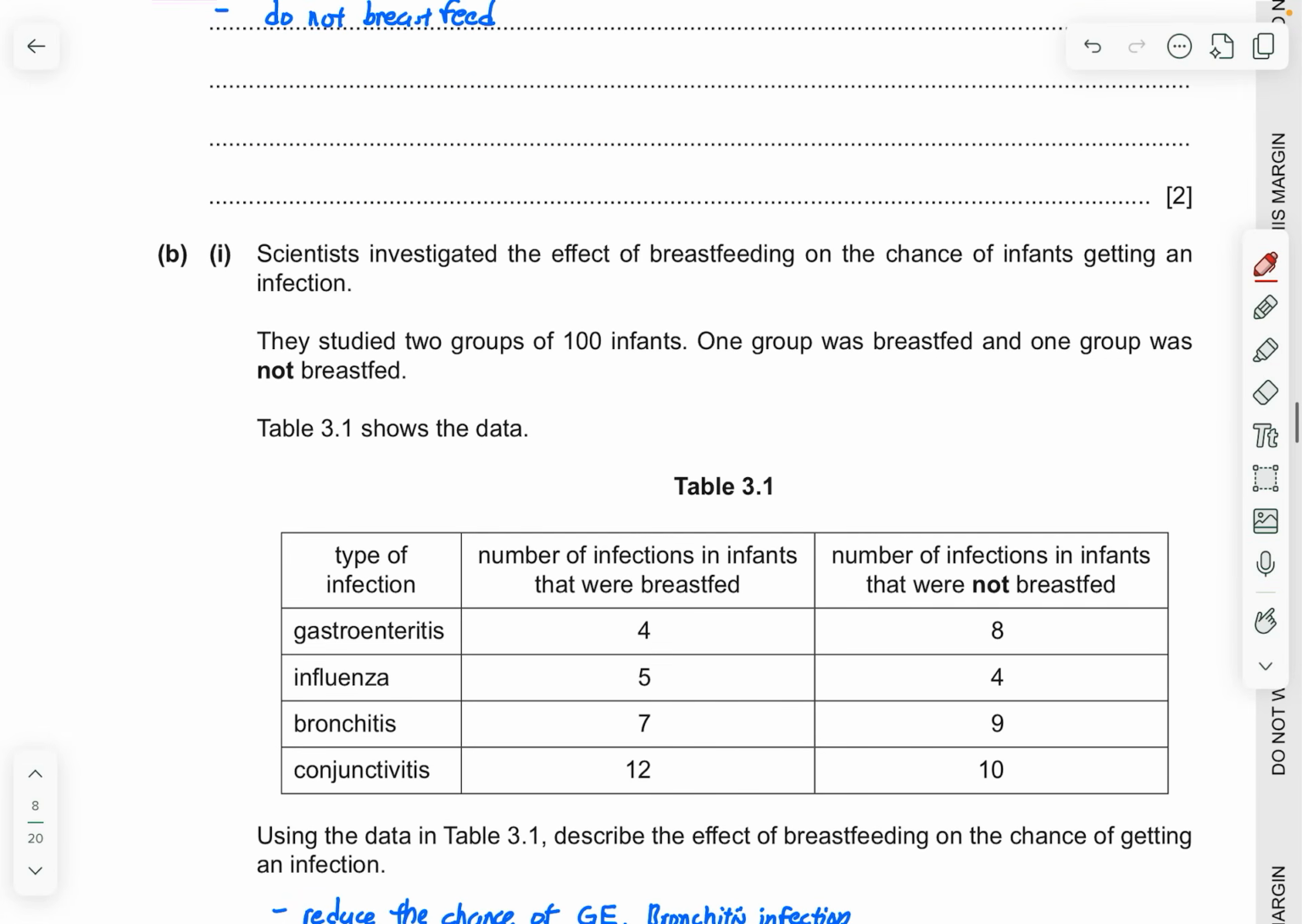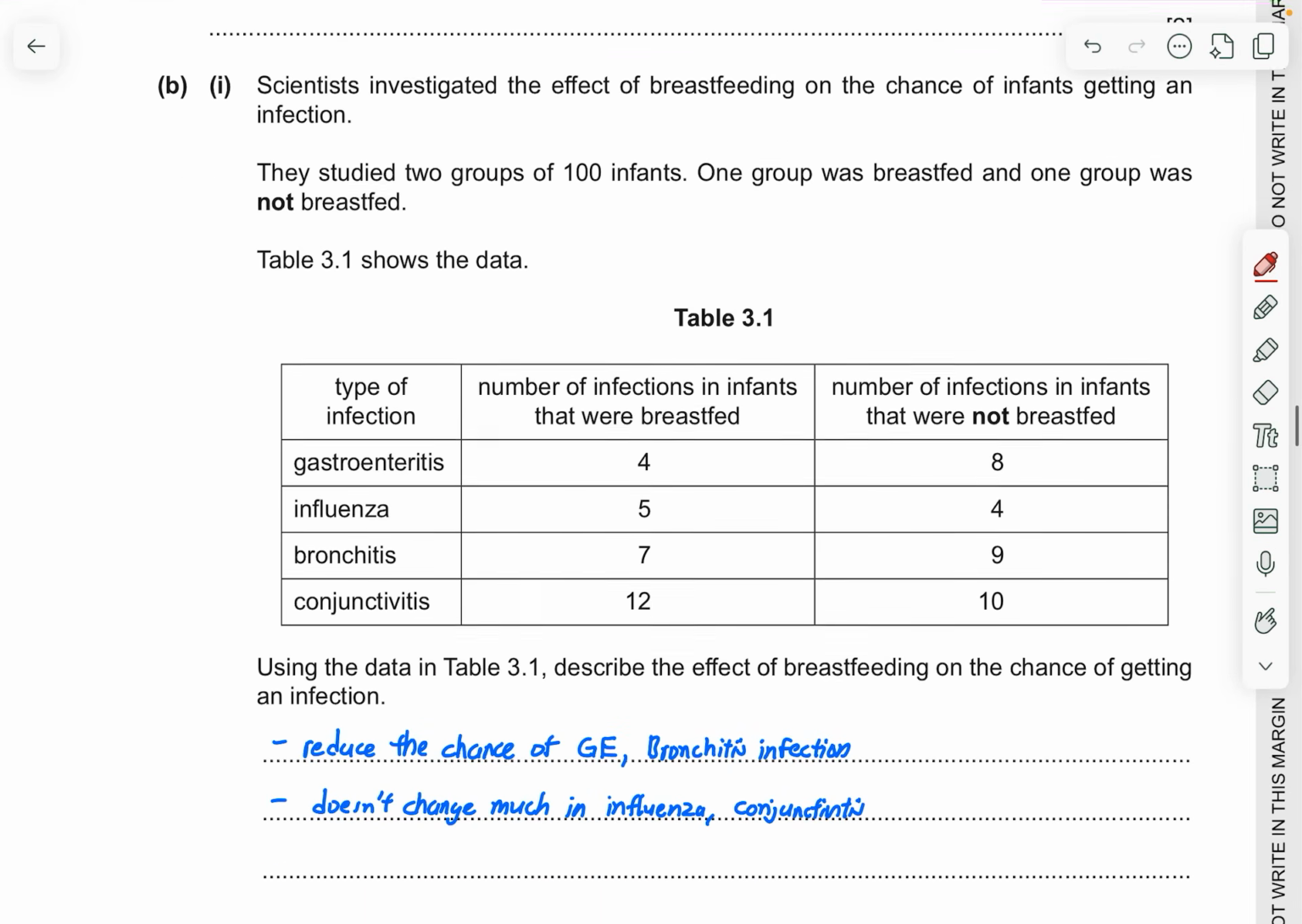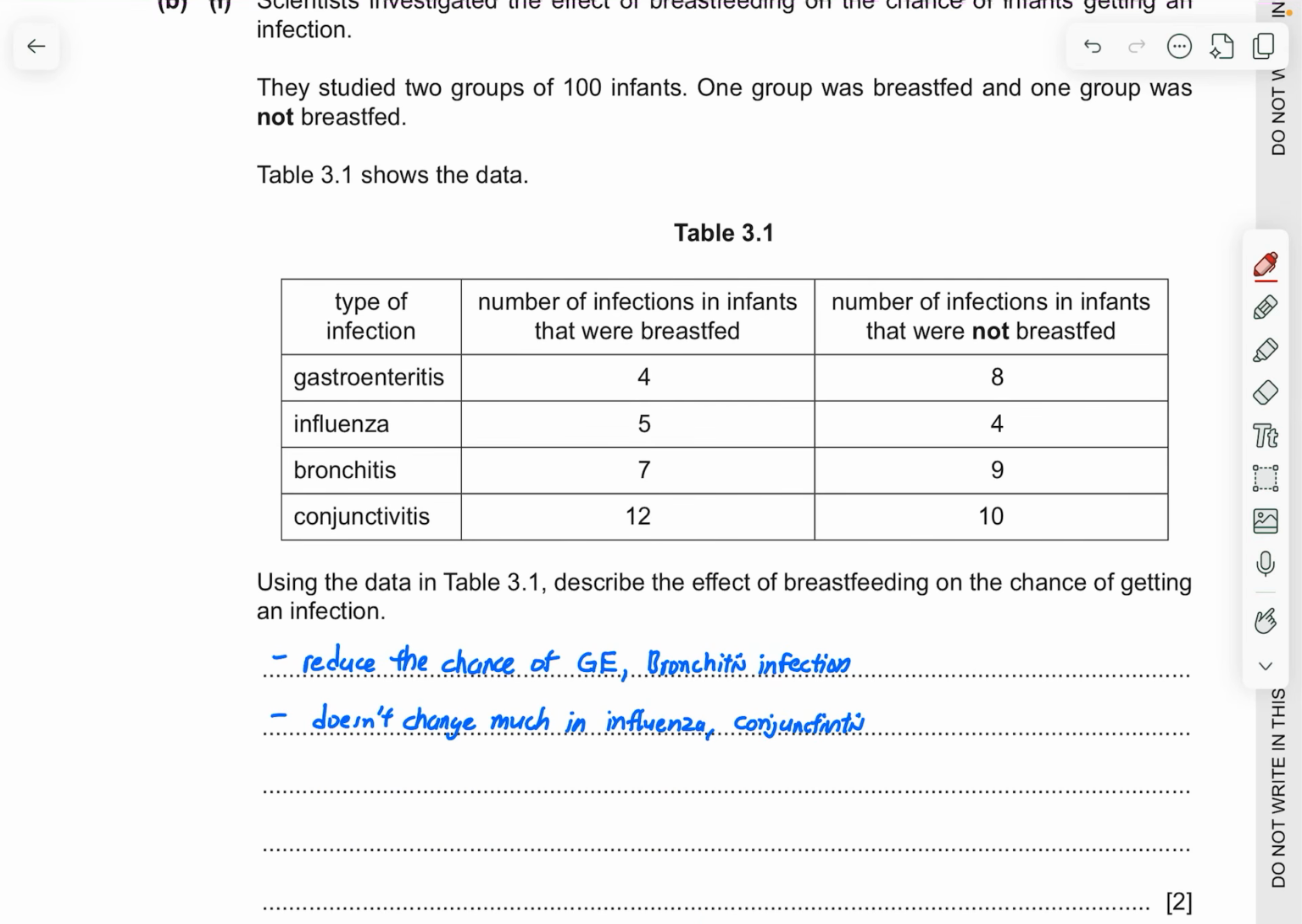Part B, part 1. So scientists investigate the effects of breastfeeding on the chances of getting an infection. So they studied 2 groups of 100 infants. One group was breastfed and one group was not breastfed. So you're using the table in table 3.1 describing the effects of breastfeeding on the chance of getting an infection. They are asking for you to describe. So just use whatever you can see from the values.